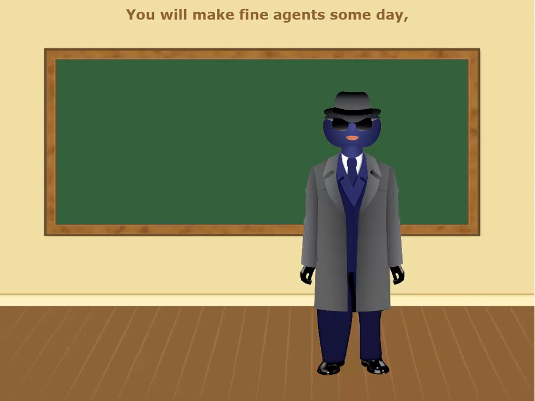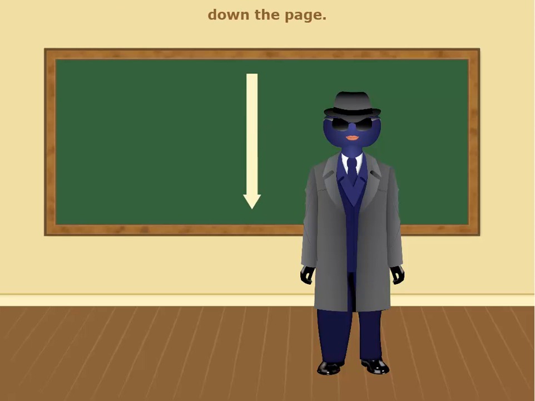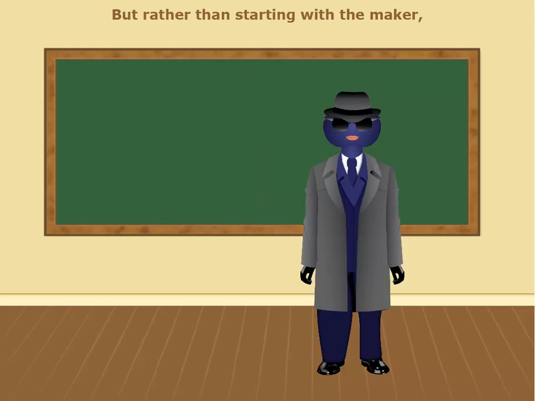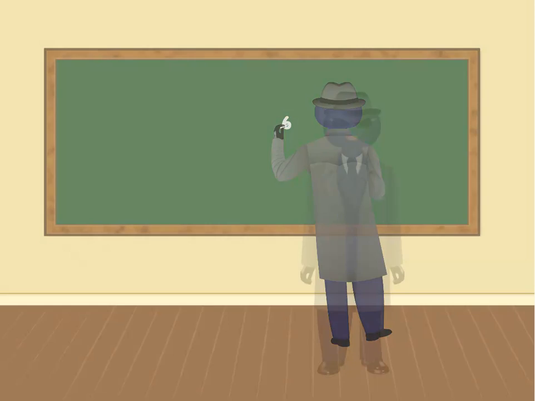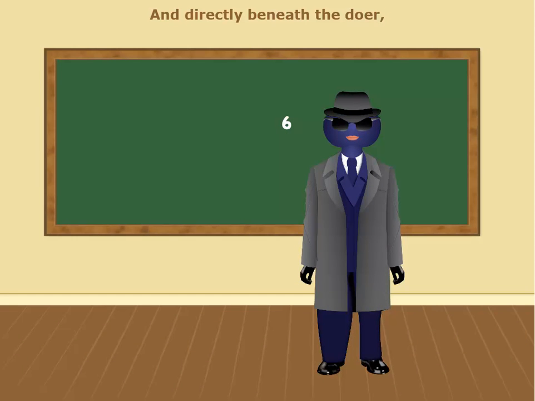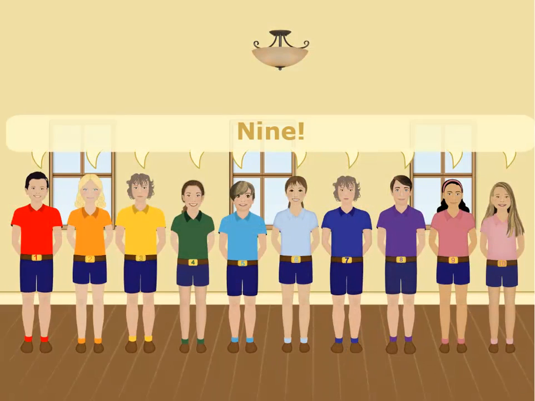You will make fine agents someday, but all agents must know how to read and write the secret code. This time, I want you to write the code vertically, down the page. But rather than starting with the maker, when writing the code vertically, we begin with the doer. So at the top of your whiteboards, write a 6. And directly beneath the doer, you write the maker. And in this case, the maker is 9.